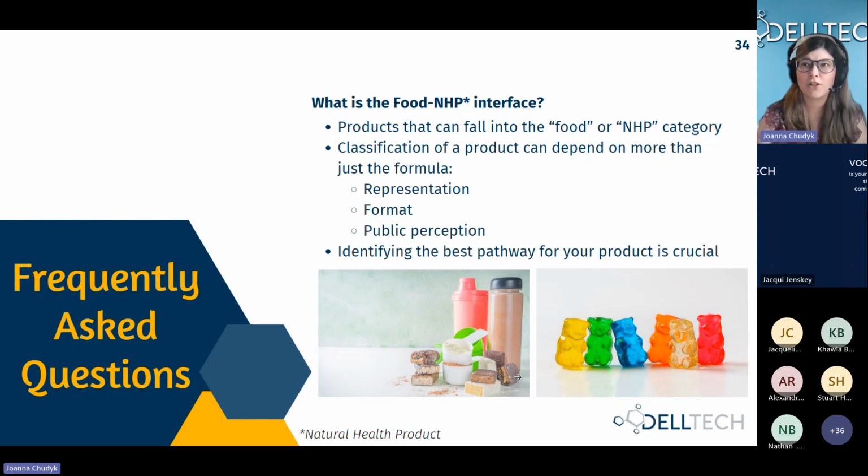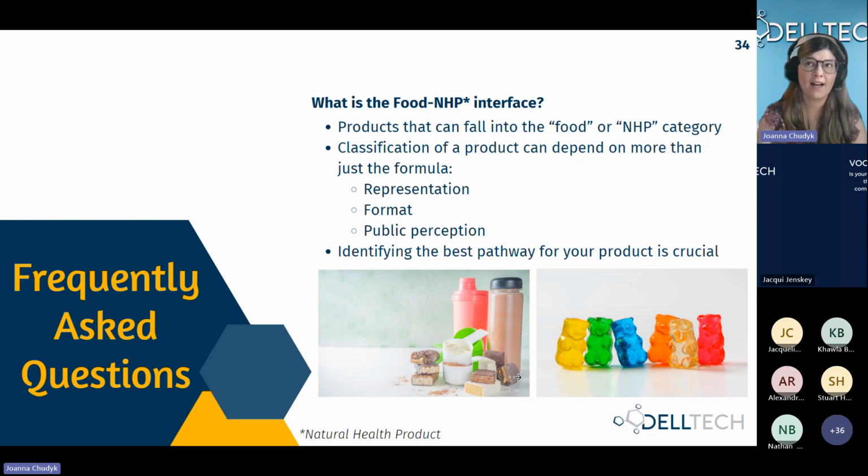And those include the representation of the product, the way it's presented. Is it for hydration or is it to fulfill hunger? Those are more food-like claims to have on your label. And for NHPs, it would be calling out a medicinal ingredient or the product itself has medicinal properties. We can also look at the format. So NHPs are considered drugs, so they have the more typical drug formats that exist: capsules, tablets, powders, whereas foods you see in just the typical food formats, such as a shake, a soup, a drink. So depending on those two factors, that can influence whether your product is an NHP or a food.